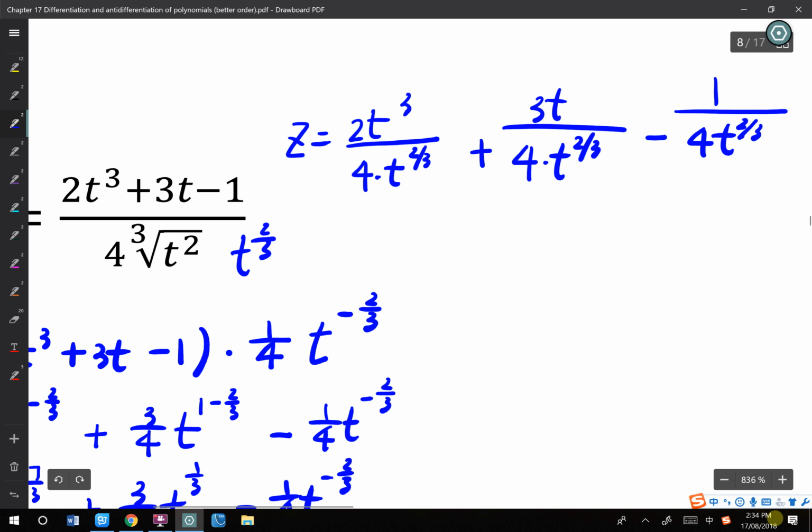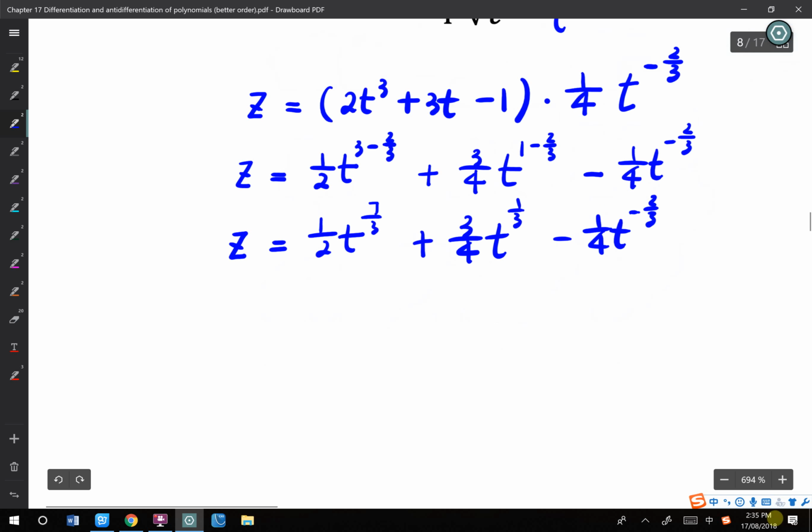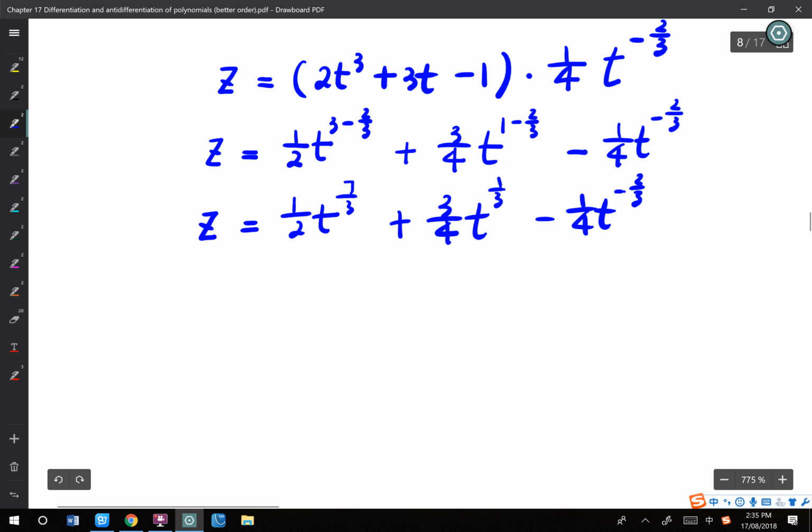You will have the same result. You can separate that, every single term on top, divide by the bottom, and then you can use 3 minus 2 over 3, 1 minus 2 over 3, and t flip up is negative 2 over 3. You will have exactly the same result as here.